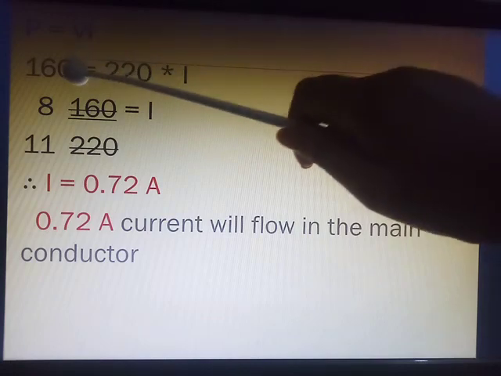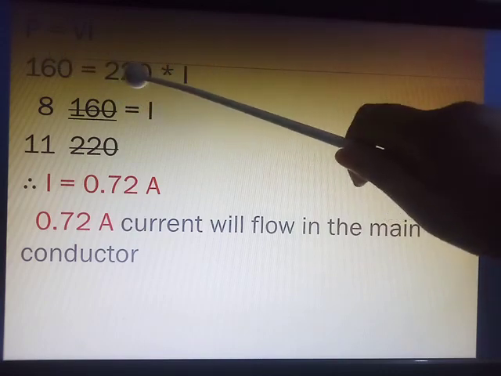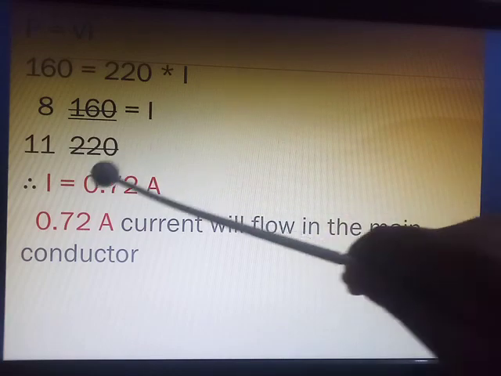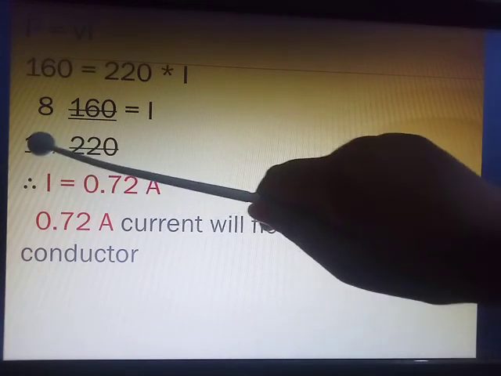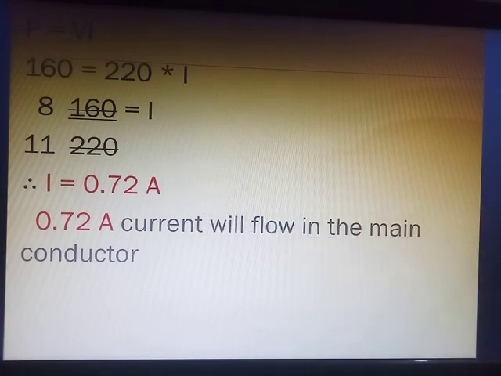Now simple calculations. You want the value of I. Therefore I is equal to 160 divided by 220. You will get as 0.72 as it is current. So unit will be in amperes. So 0.72 ampere current will flow in the main conductor.